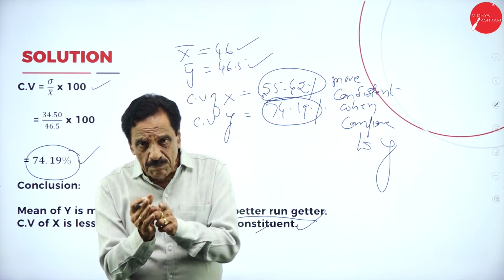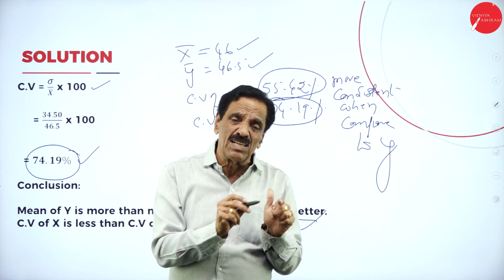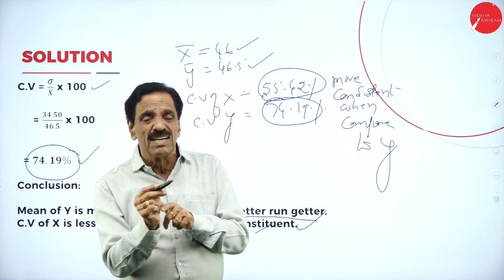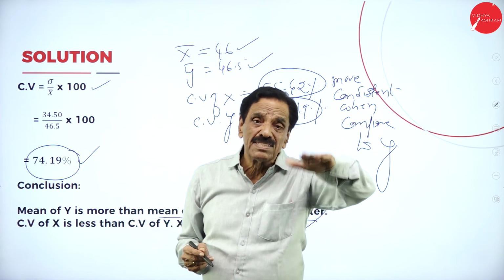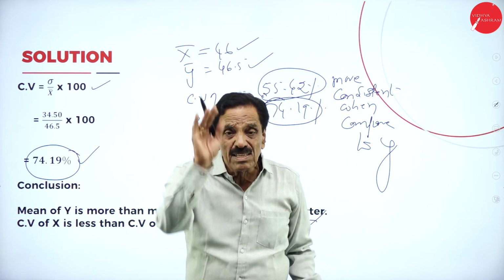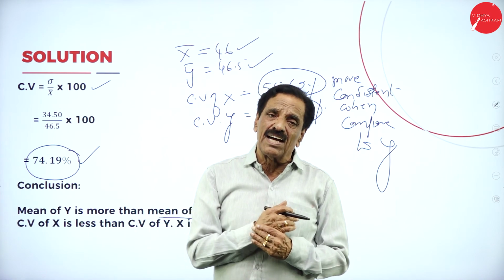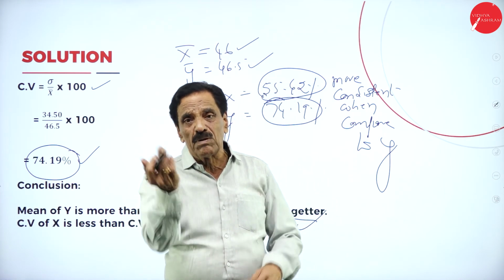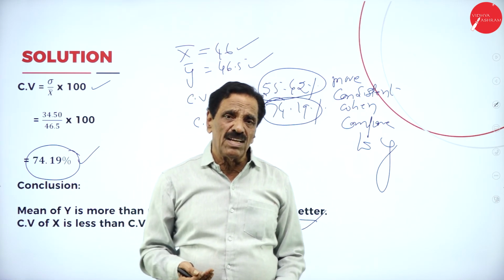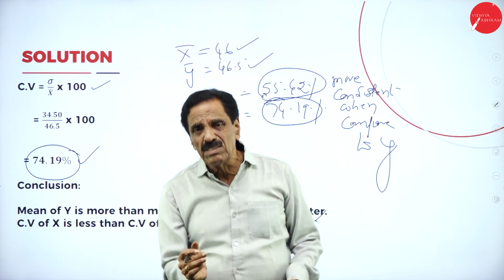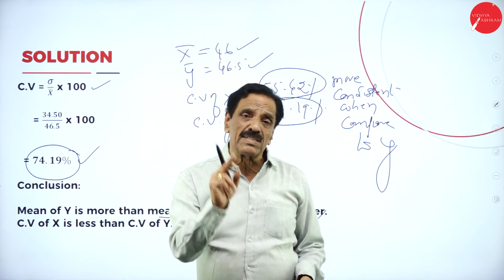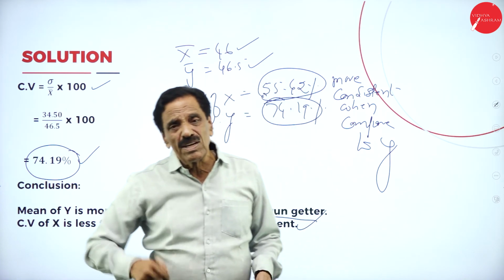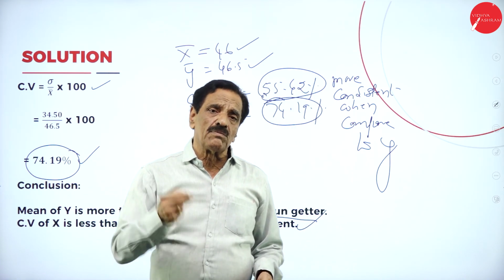Whose average is more? He is a better run getter. Whose average is less? He is not a better run getter. Whose CV is less? He is more consistent. In the next class, we are going to solve some more problems on this coefficient of variation. It is one of the important sessions we have discussed here. Definitely it will come from the examination point of view. We'll solve 3 or 4 problems of the same type in the next session.